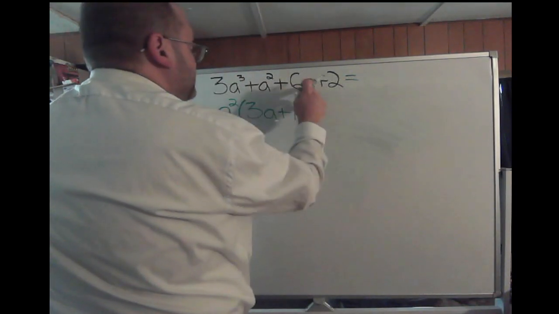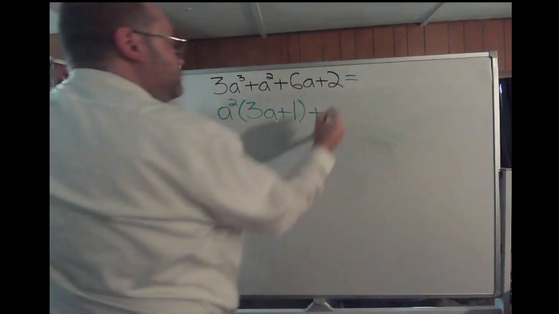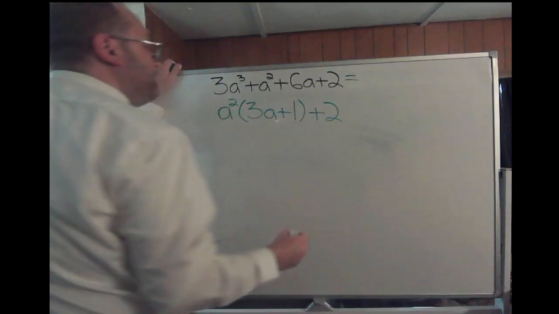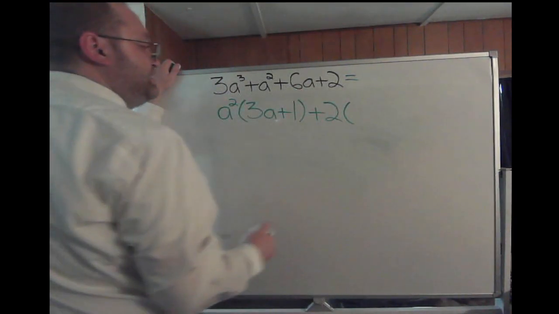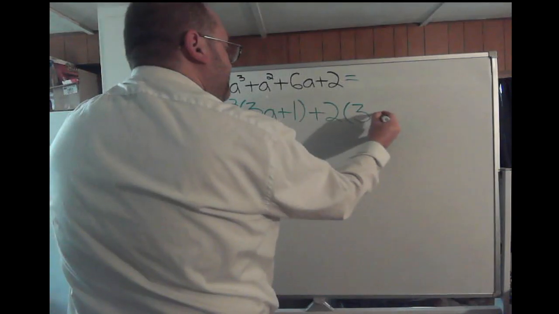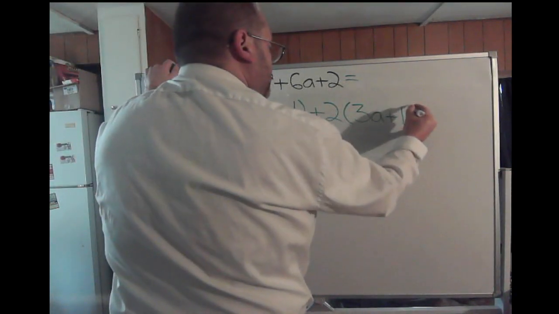Plus, let's look between 6a and 2. Between 6a and 2, what's the common factor? Definitely a 2. So, 2 times what equals 6a? Well, that'd be 3a. Plus 2 times what equals 2? Well, that'd just simply be 1.